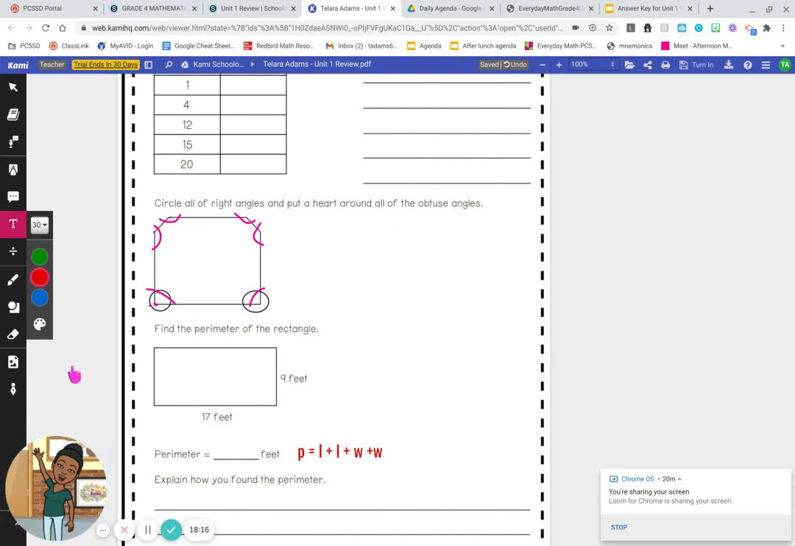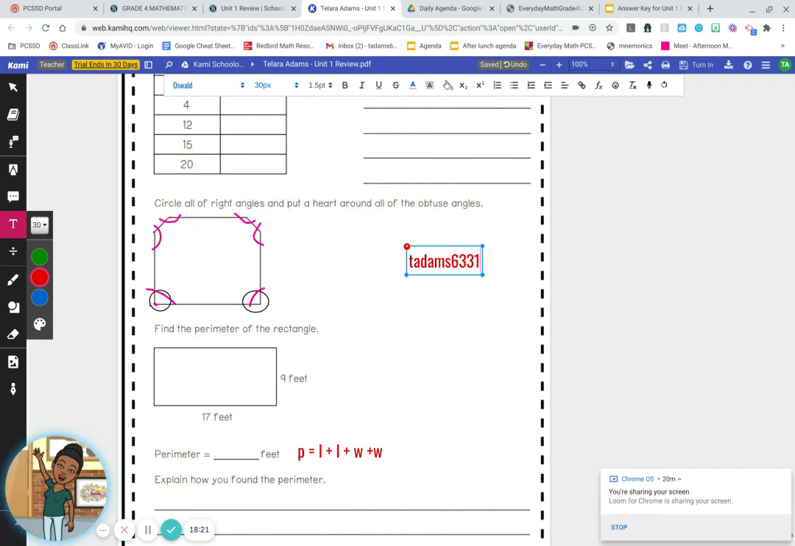When you are finished, send me an email. Here is my email, tadams6331@pcssd.org. Send me an email to let me know that you are finished, and I will send you the answer key so you can see if you are correct or not. We are getting ready for Thursday's test, and this is a refresher. So send me an email, and I will send you the answer key if you would like, so you are able to compare. You may also ask your neighbors questions in the chat. If you have any other questions, email me as well.